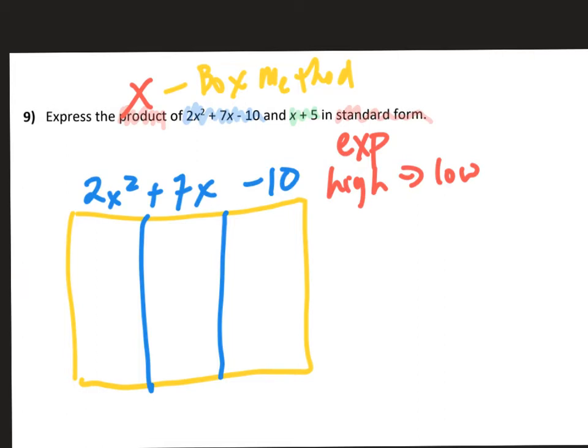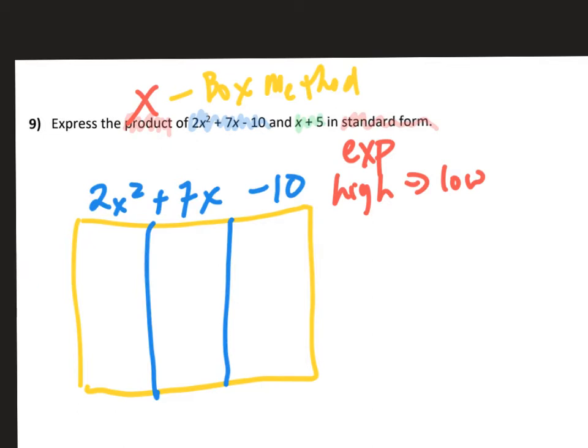Now for my next expression, I have x plus 5, so I'm going to write that on the left-hand side going down. So I'm going to write x plus 5. I only have 2 terms there, so I'm going to draw 1 line to separate them out.